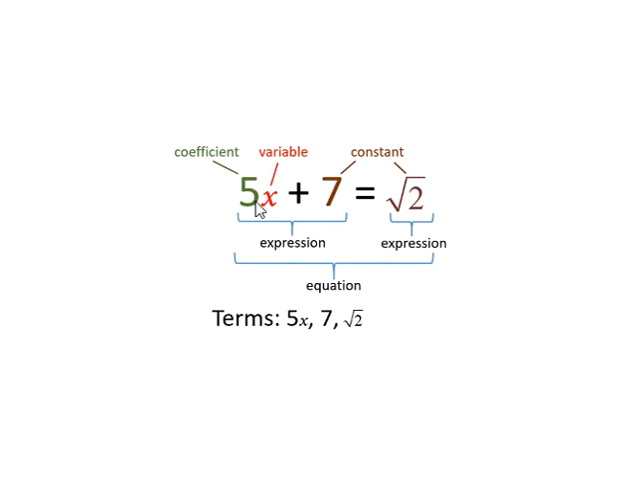So we're going to be seeing a lot more of these as we continue on now that we're into the algebra section. But another term that I want you to know is what's called terms. So 5x is a term. 7 is a term. This 2 by itself is a term. So these terms make up an expression, which in turn make up the equation.